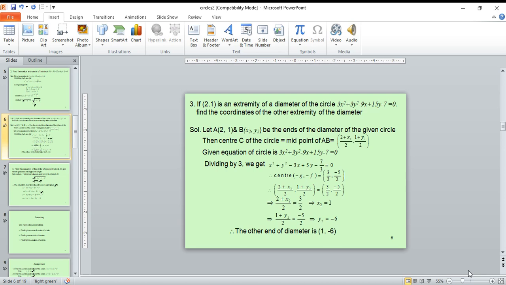The denominator 2 cancels, 2 plus x2 equal to 3. So take 2 to the right side, x2 equal to 3 minus 2, x2 equal to 1. And 1 plus y2 by 2 equal to minus 5 by 2. So the denominators 2 cancel, 1 plus y2 equal to minus 5. Y2 equal to minus 5 minus 1, which is minus 6. Therefore, the other end of the diameter is 1 comma minus 6.